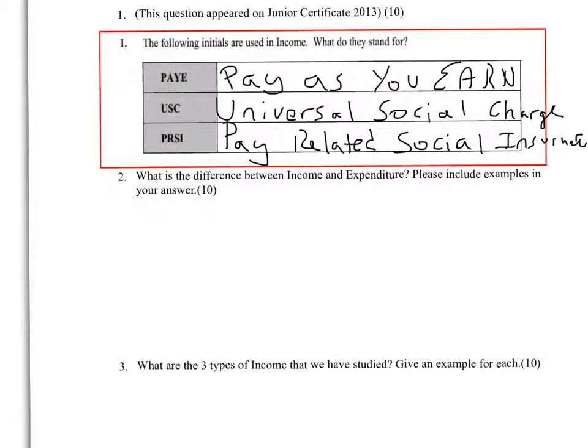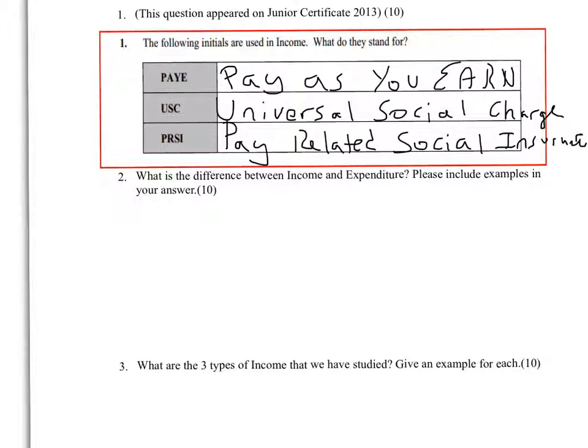They are exceptionally important abbreviations, guys, and you must study them. They are a form of tax that you must pay. They are compulsory, and we know from our study that compulsory tax is also called statutory, as you must do it. Question number 2 then asks you, what is the difference between income and expenditure?